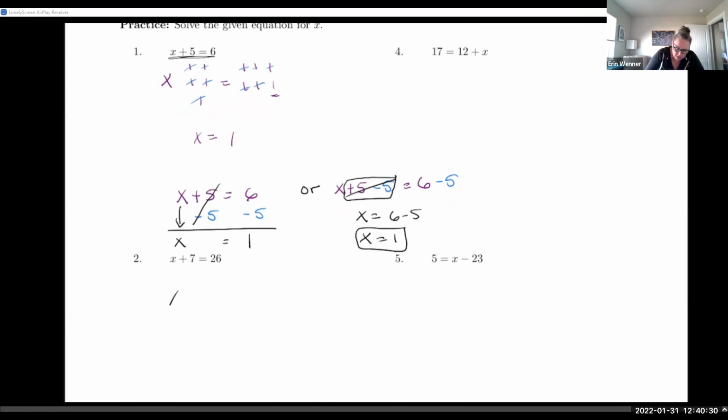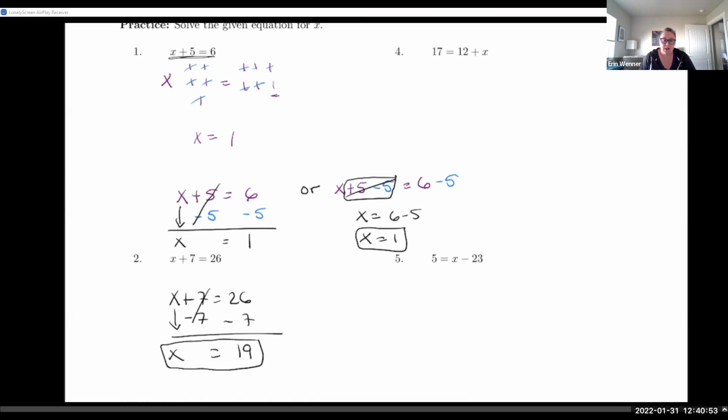So if we look at this, we have x plus 7 equals 26. So we have some number that when we add 7 to it, it's got to equal 26. So undoing that, we need to subtract the 7. So we'll bring our x down. And if I have 26 minus 7, that gives us 19.